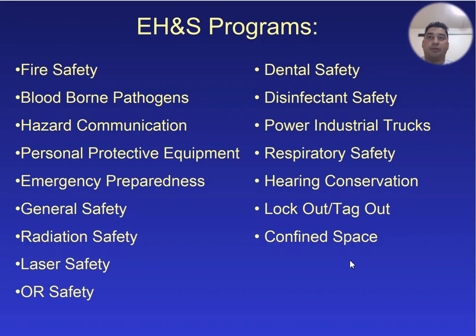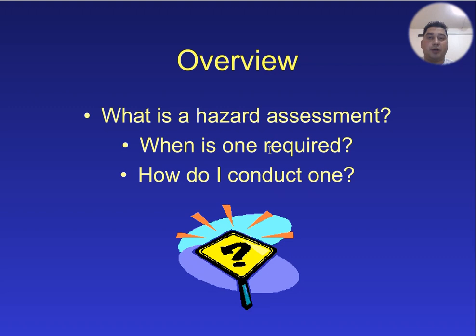Environmental health and safety programs: fire safety, bloodborne pathogens, hazard communication, personal protective equipment. These are the things under the environmental health and safety programs. In these programs, one of the training topics for today is job hazard assessment. First of all, we'll look into what a hazard assessment is and when one is required, when we need that job hazard assessment, and how we have to conduct it. These are the things we're going to learn today.